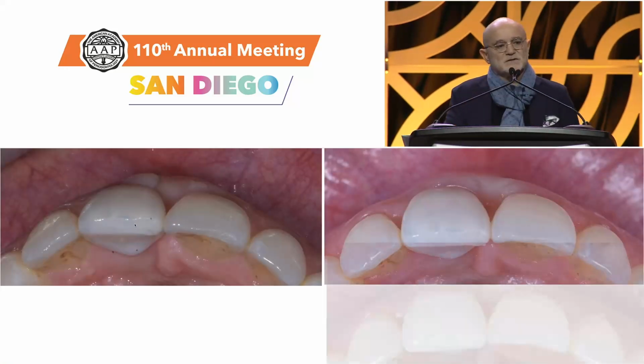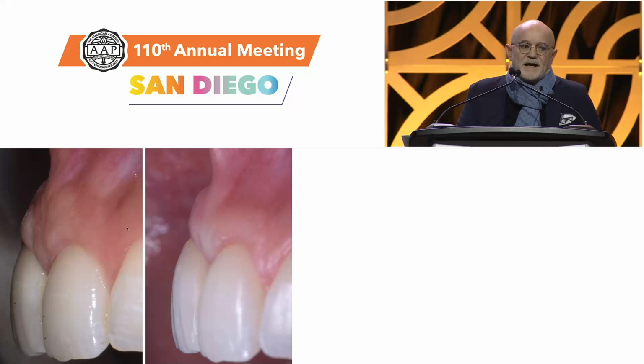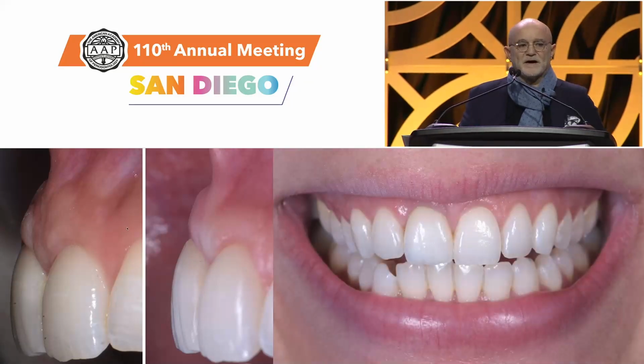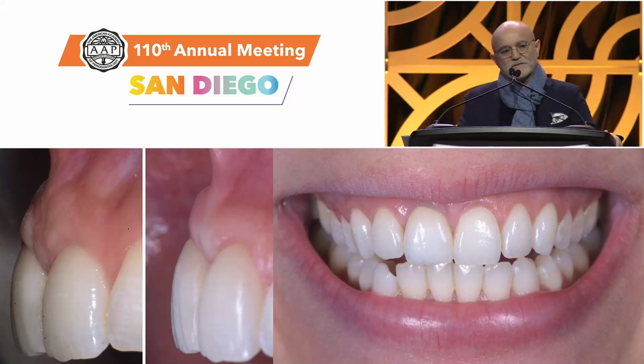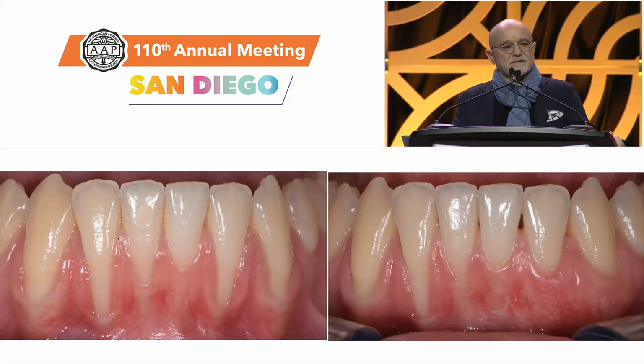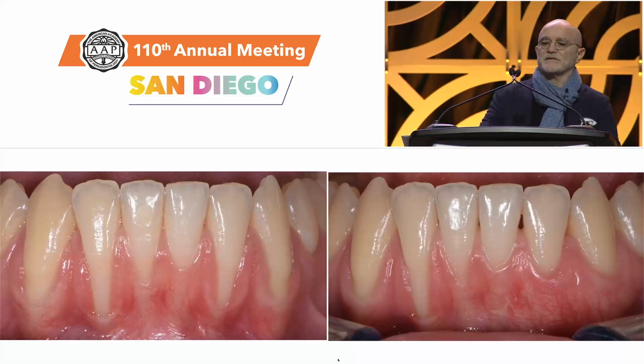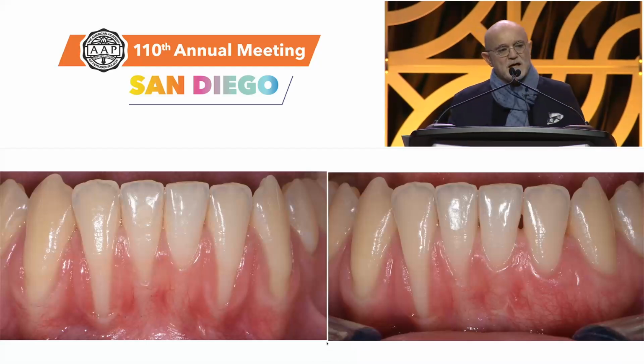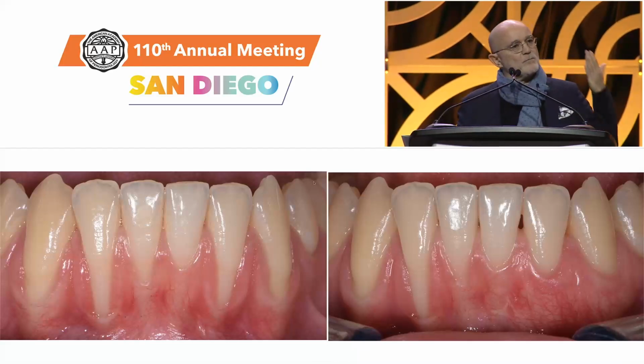So this is the emergence profile, and this is the profile and the smile. This patient is very, very happy, and she was not happy at all despite the increase in the keratinized tissue. But let's go back to this increase in the keratinized tissue. I show you this case that I like so much.